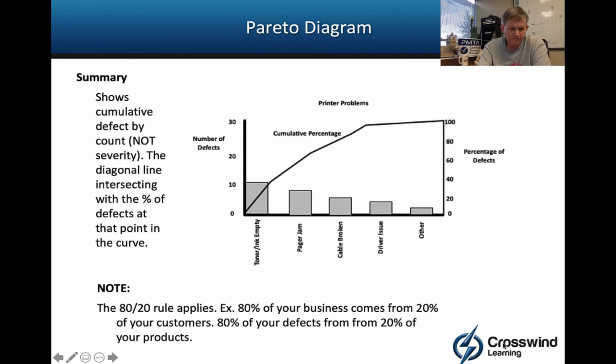Now, again, by count, not severity. And the diagonal line represents the cumulative percentage. If you take where it would intersect the vertical axis to the left, if you will.